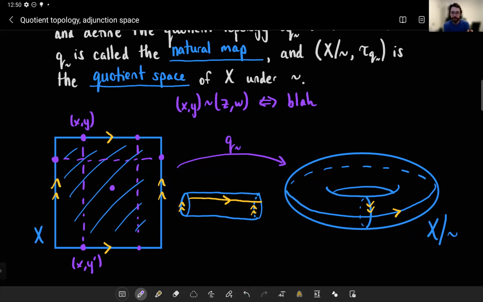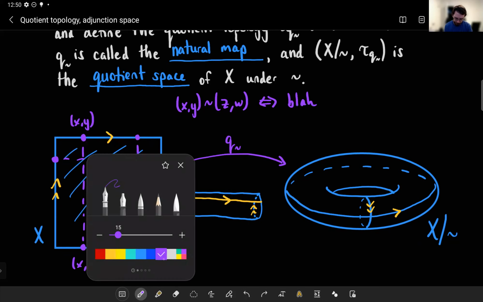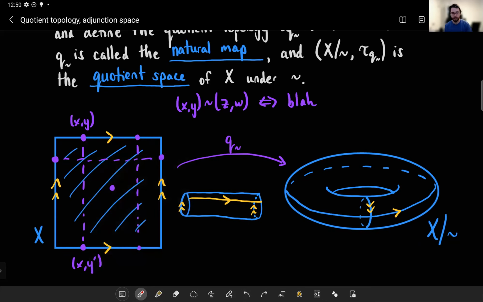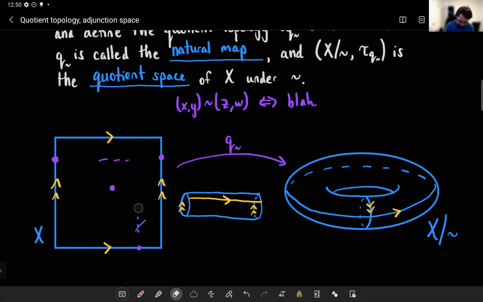Okay, and then this over here, the torus, is what we call the quotient space under that natural map. And the quotient space has some nice properties. So let me go ahead and erase these points so I have some room to draw. Cool. So you might wonder, what are the open sets on the torus?